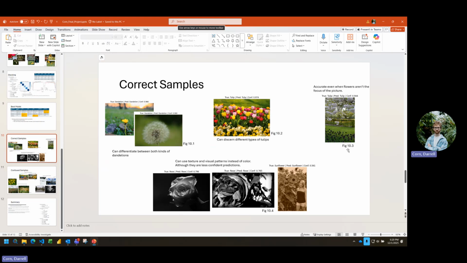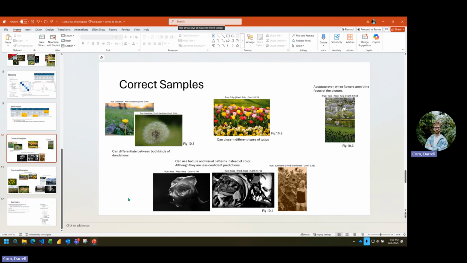And here in figure 10.3, a lot of the pictures in the training samples, the flowers weren't really the main focus, which some of the classifiers struggled on those samples. But this classifier was still able to pick it out. You can see that the flowers are these dark things at the bottom, which is not a majority of the photo. And it was still a fairly confident decision here at 0.944.